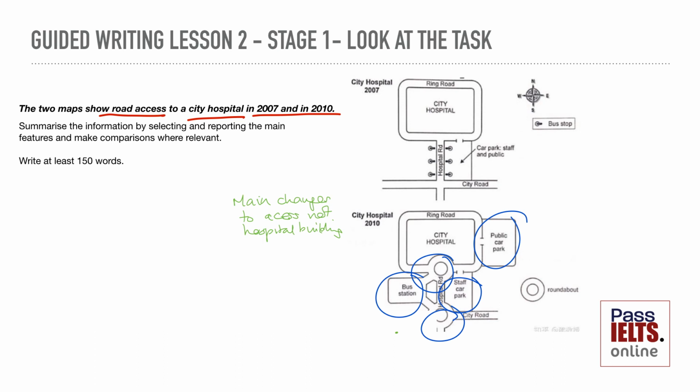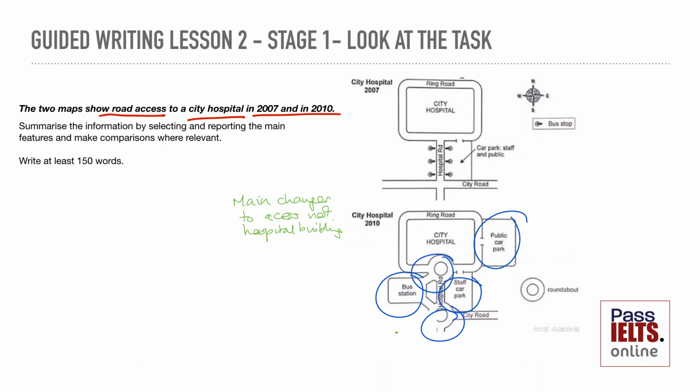So nothing's actually changed there. So that would be your very rough overview. And at this stage, you need to choose and circle some of the main features. I've highlighted these in blue here. We're going to include them all in the answer as there aren't that many different changes.